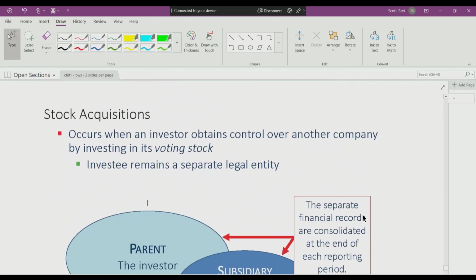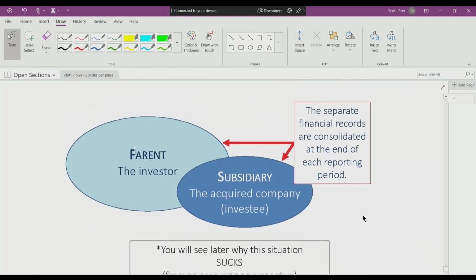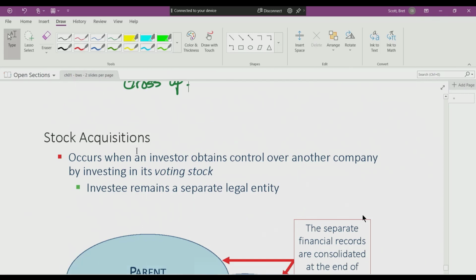Going down below, when we look at stock acquisitions, this one is a little bit different because when we're doing a stock acquisition, we're saying that we want the stock to legally still exist. But that means that the company still legally exists. So in other words, instead of buying up all of the assets and liabilities of the company, or buying up all of the stock and dissolving the company, we can say, let's buy up 100% of the voting stock, but let's keep the company going legally. It still exists as a separate legal entity.